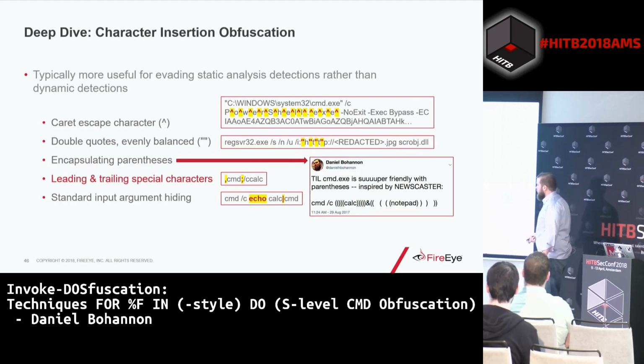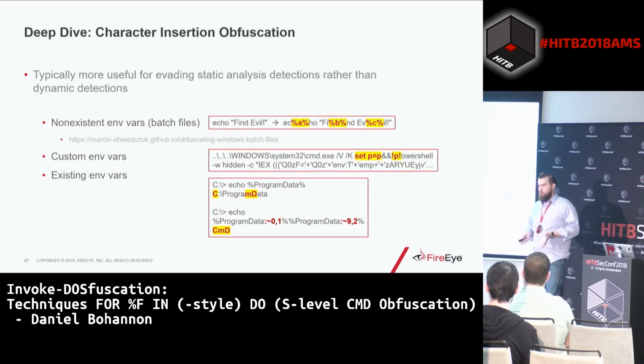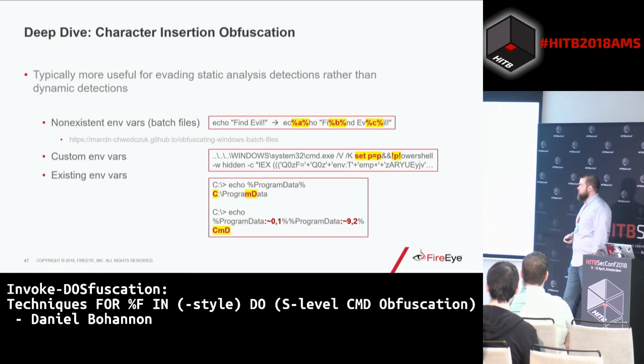Standard input argument hiding, we mentioned that in the FIN8 example. A few other ones. This is actually from an older blog, not from myself, but from several years ago. Basically, for batch file obfuscation, you can intersperse non-existent environment variables, and they'll just simply be removed when the command runs. This does not work on the command line, but from a batch file perspective, it's a nice way to get some good static evasion.